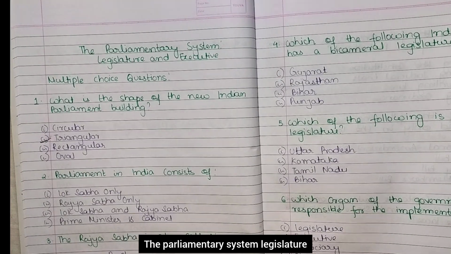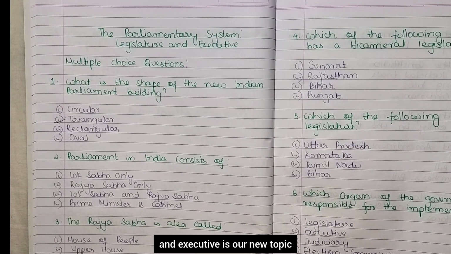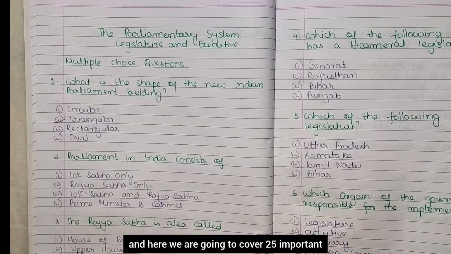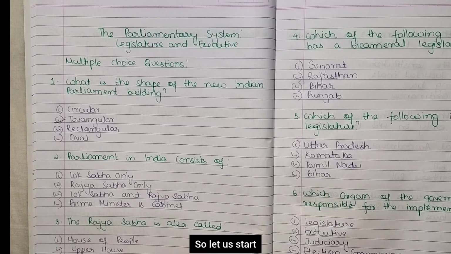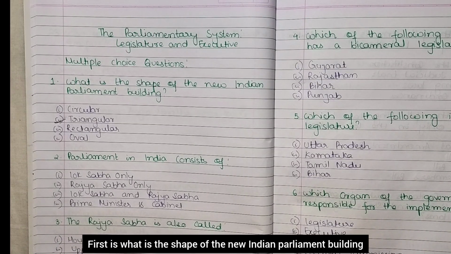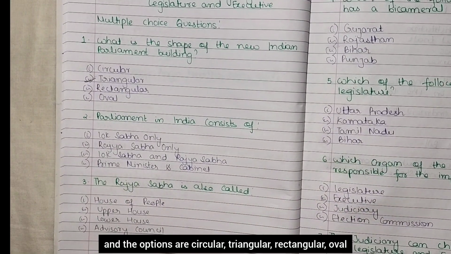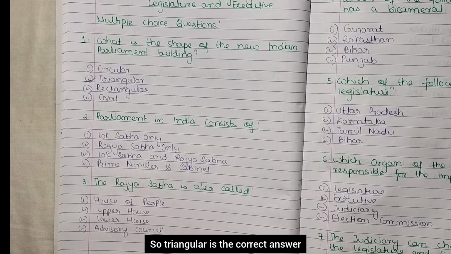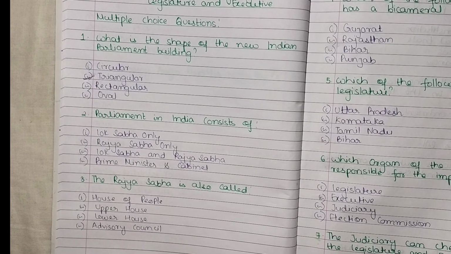The parliamentary system, legislature and executive is our new topic, and here we are going to cover 25 important multiple choice question answers. So let us start. First is, what is the shape of the new Indian Parliament building? The options are circular, triangular, rectangular, oval. So triangular is the correct answer.